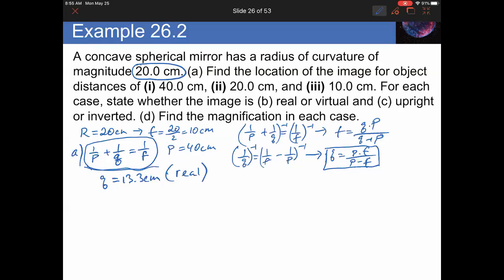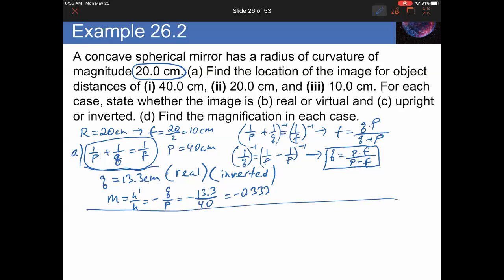Upright or inverted. Well, remember, this is a real image. Real image is always inverted. Okay. And then we can find the magnification. So magnification, remember, is h prime over h, or negative q over p. Well, then negative 13.3 over 40 in this case will give us negative 0.333, which means it's inverted because it's negative. 0.33 means it's smaller. Okay. All right, so that's the first one.